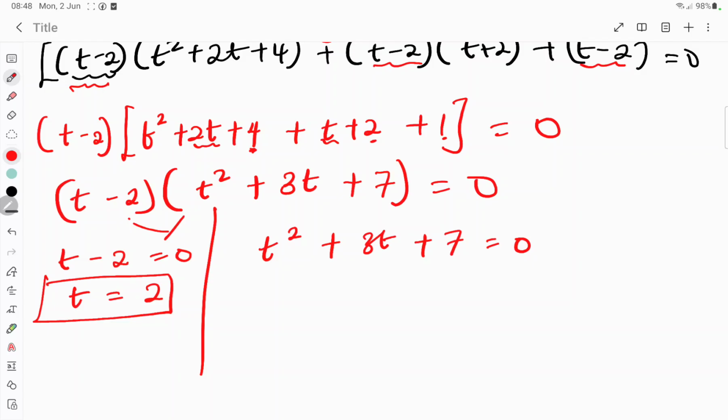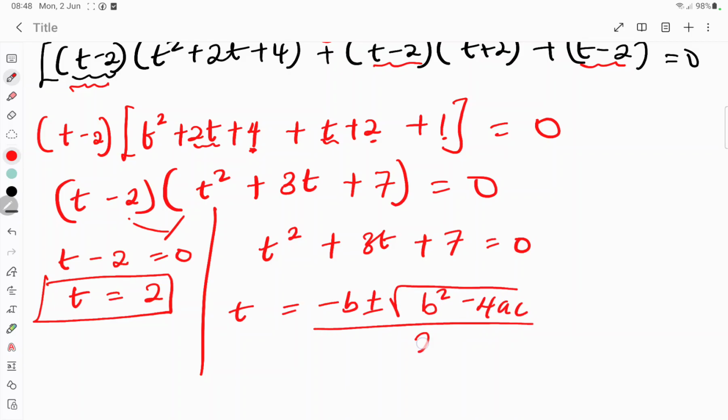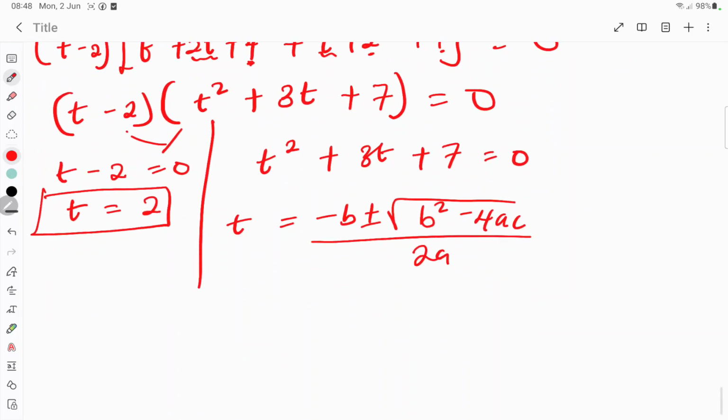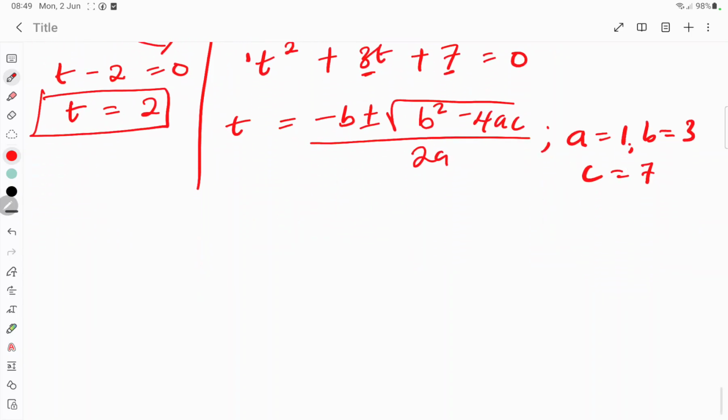So we are going to solve this by what? General quadratic equation. And quadratic equation says that t will be equals to minus b plus or minus square root of b squared minus 4ac divided by 2a. A is the coefficient of t squared, b is the coefficient of t, and c is the last term. So we say that a is equals to 1, b is equals to 3, and c is equals to 7.